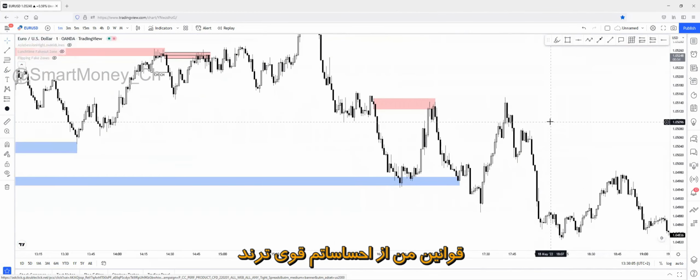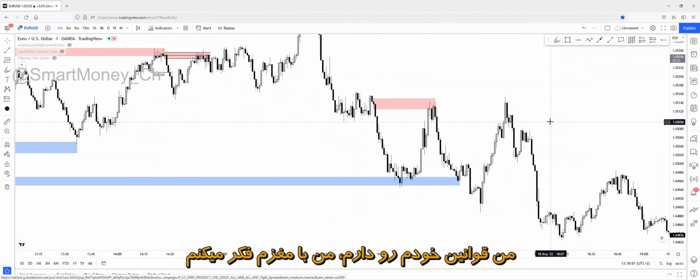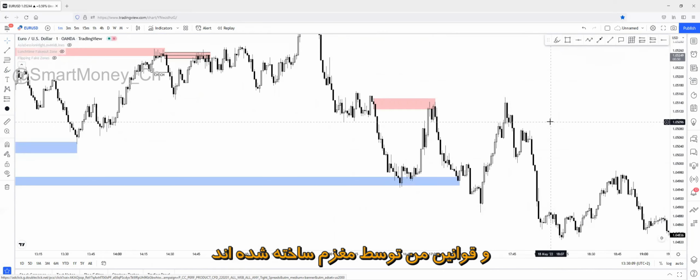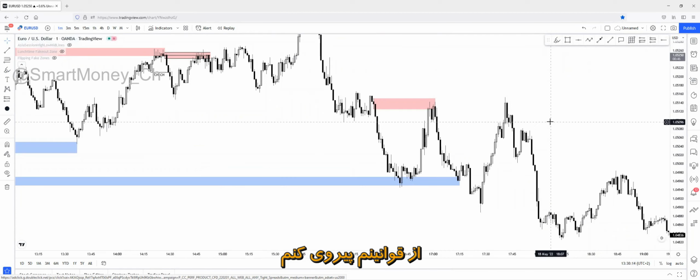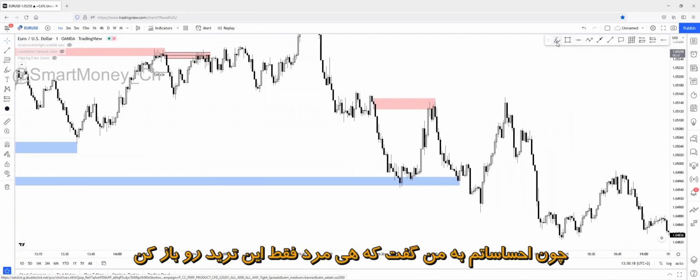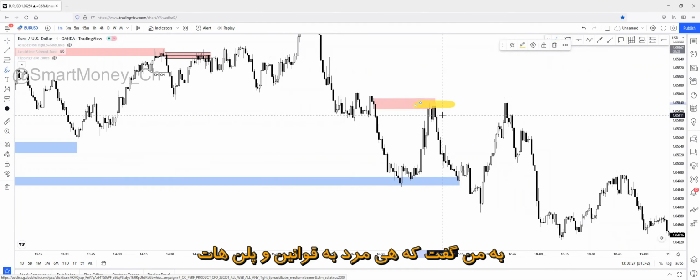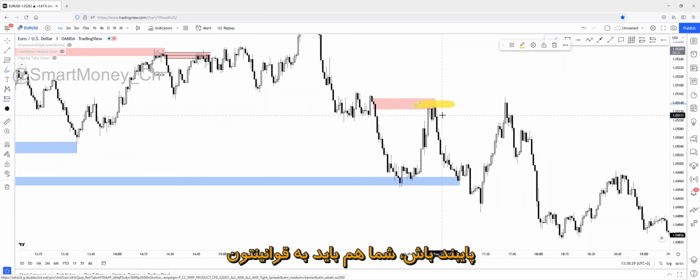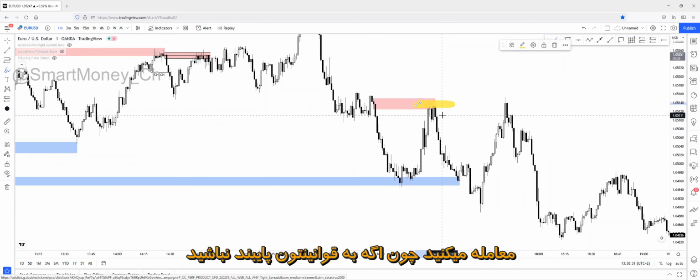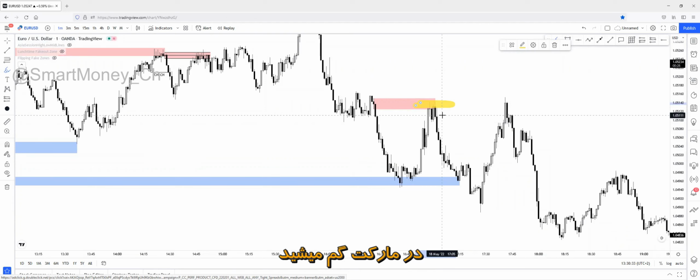My rules are stronger than my emotions. I'm thinking with my brain, and my rules are made with my brain, not with my emotions. If I follow my plan, I won't be listening to my emotions. My emotions told me, hey man, just open this trade, you don't have to care about the session closing, you can skip your rules one time. But my brain was stronger. My brain told me, stick to your plan, because that's why you're trading. If you don't stick to your plan, you'll be lost in the markets.